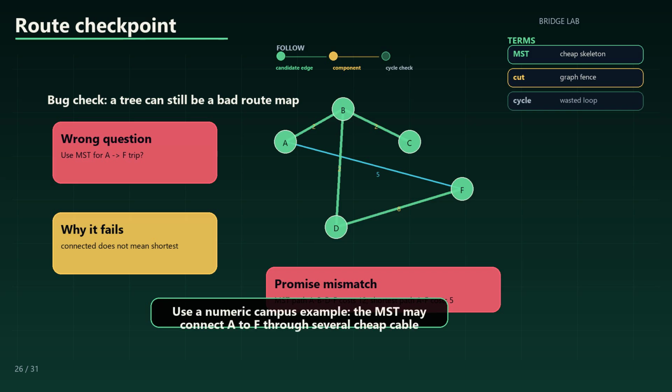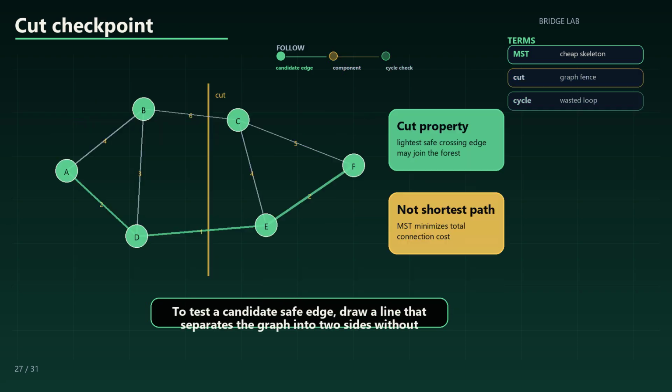Use a numeric campus example. The MST may connect A to F through several cheap cable segments, while the fastest A to F route is a different path. That contrast is the whole misconception. Misconception checkpoint: does this tree promise the shortest route between every pair? No, the promise is total connection cost. Every accepted edge should feel like a small proof, not a lucky bargain.